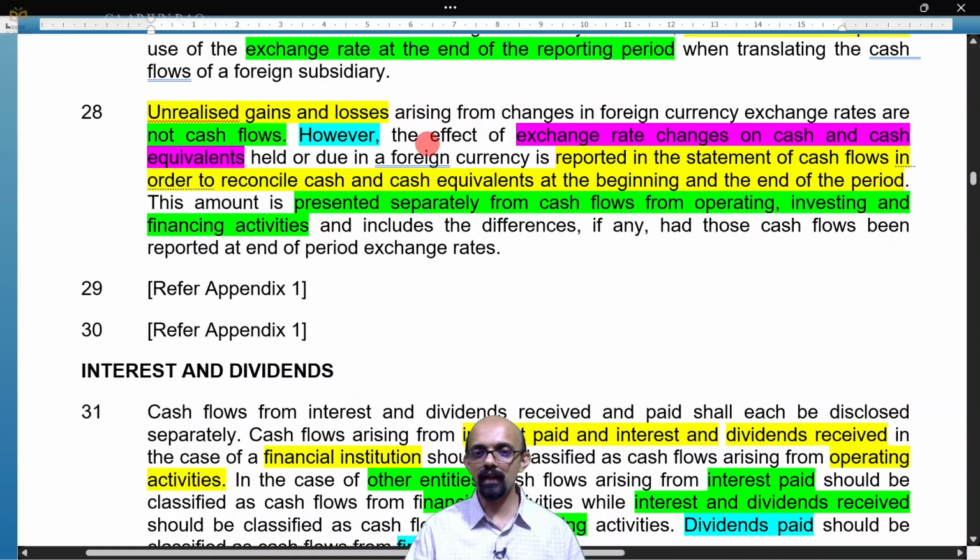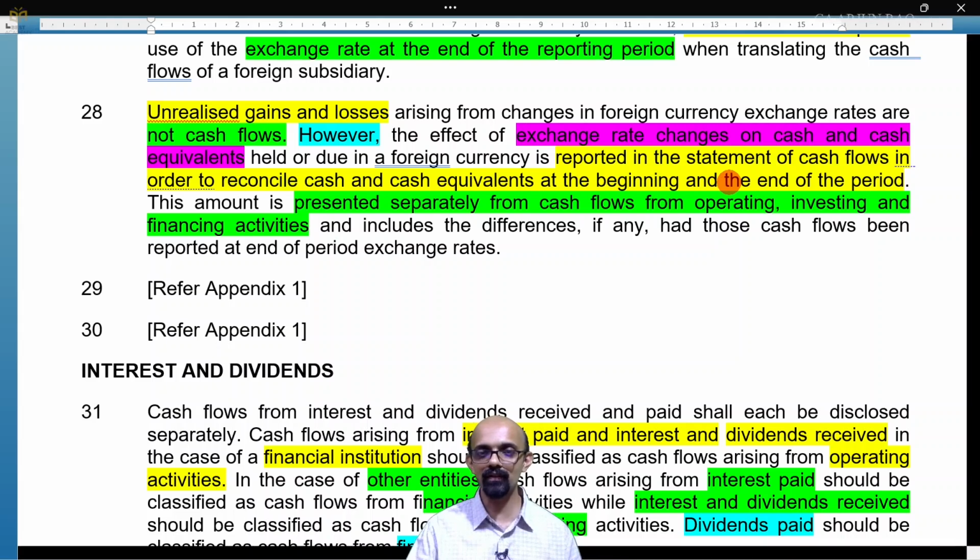However, the effect of exchange rate changes on cash and cash equivalents held or due in a foreign currency is reported in the statement of cash flows in order to reconcile cash and cash equivalents at the beginning and at the end of the period. This is what we are going to discuss in this video.